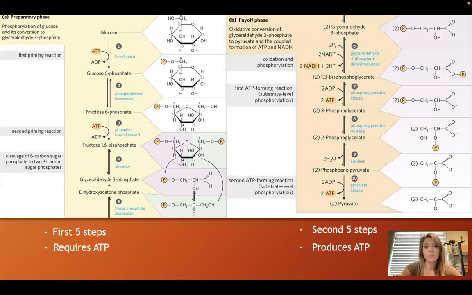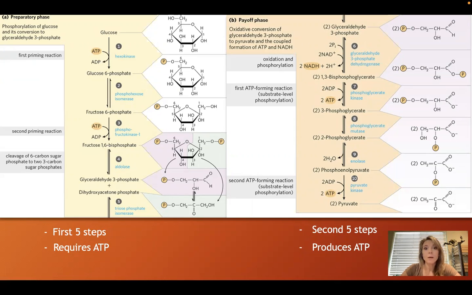There are 2 phases of glycolysis. This left side is the preparatory phase. It is made up of the first 5 steps of glycolysis. Energy is consumed to convert glucose into 2 3-carbon sugar phosphates, G3P. So you can see right here how energy is consumed. We take ATP, we convert it to ADP because we steal one of those phosphates and it's utilized in the reaction.